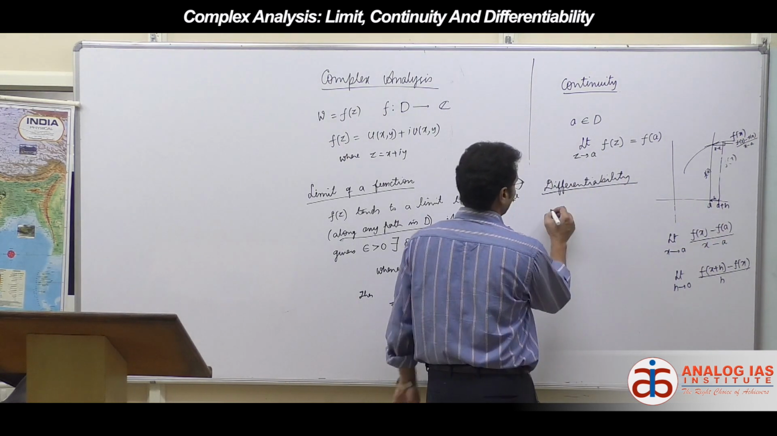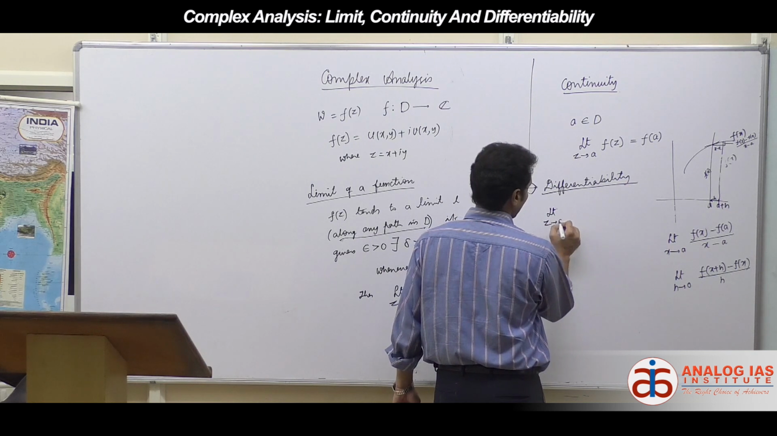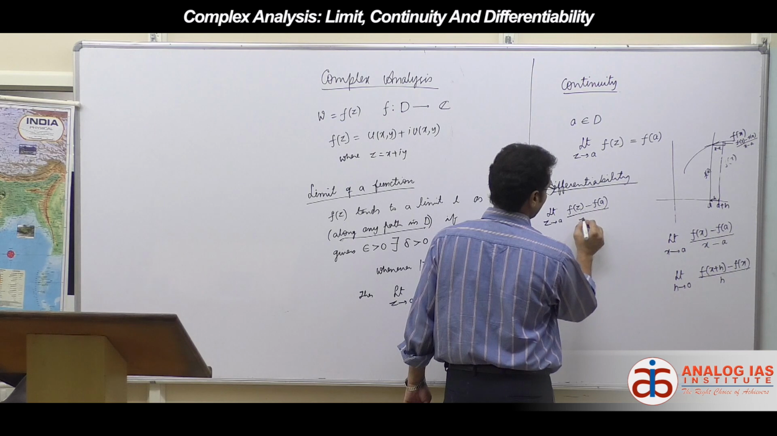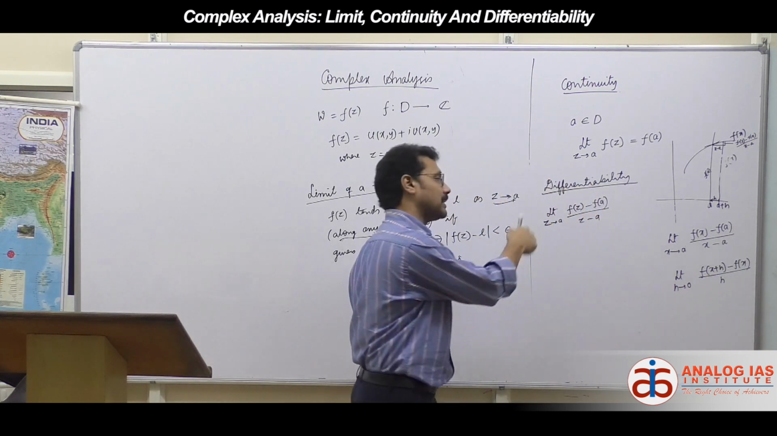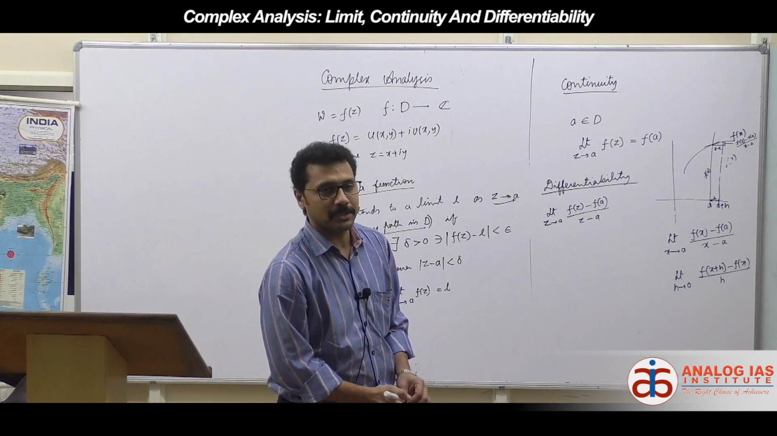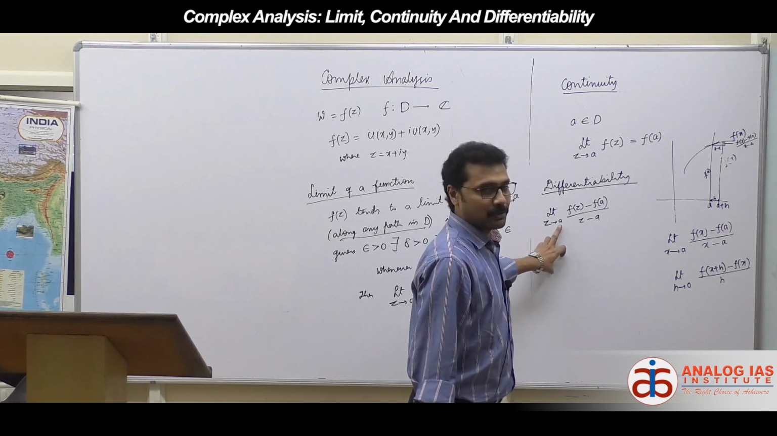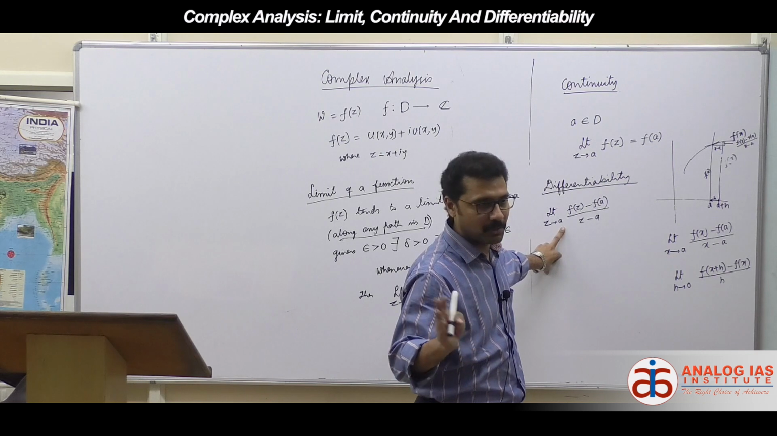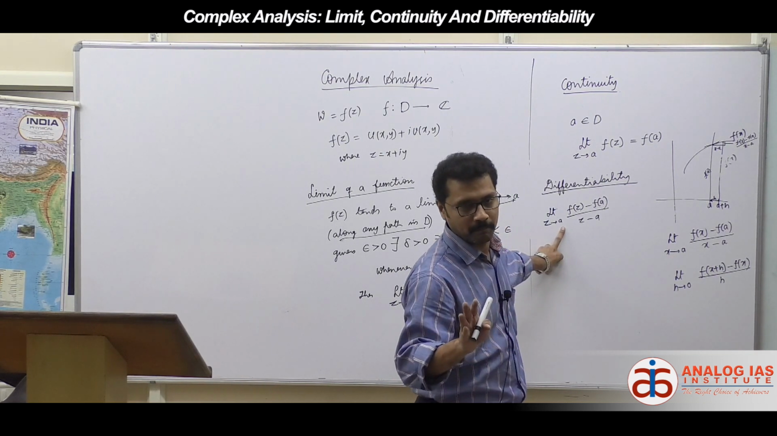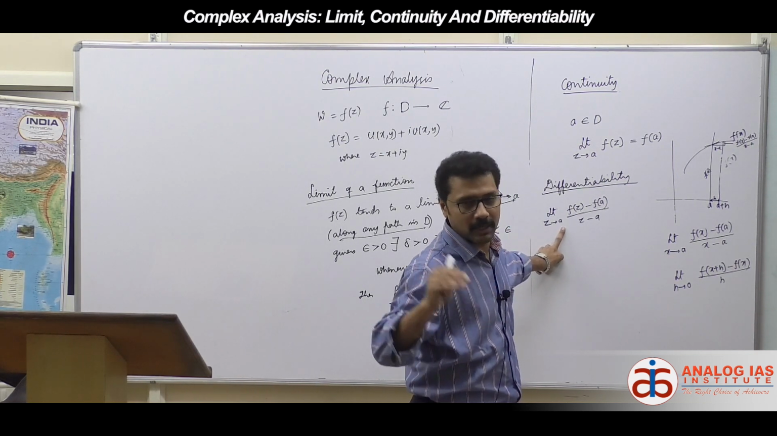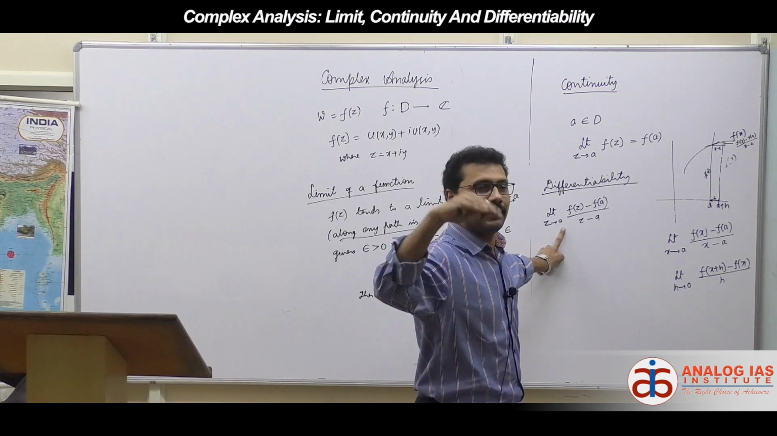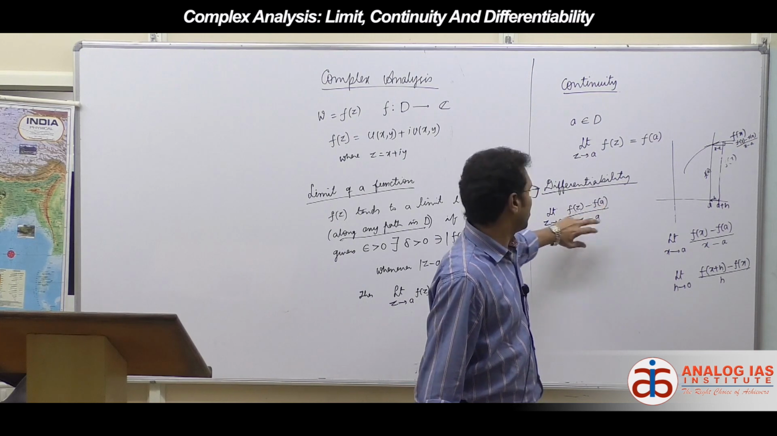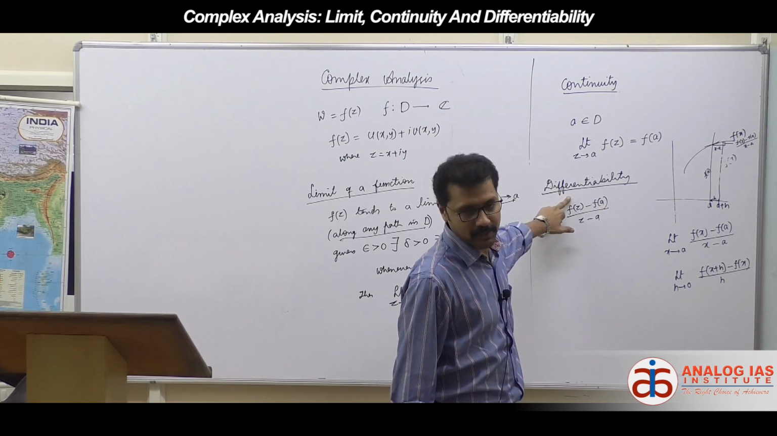Similarly, in the complex context, limit z tends to a of f of z minus f of a by z minus a. If this limit exists, it means that to approach the point a, you can travel through different paths. It's not about only the left limit or right limit. There are infinite ways that you can approach a. All the limit values have to be the same. Then I can say my function f of z is a differentiable function at z equal to a.